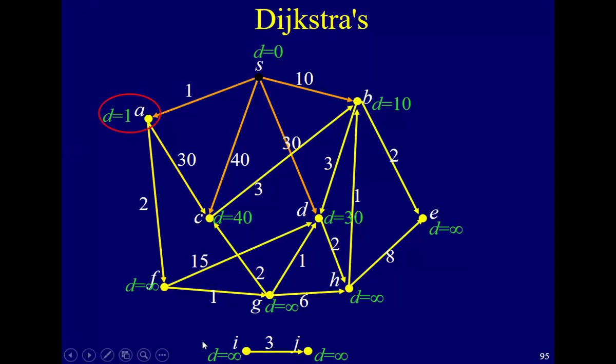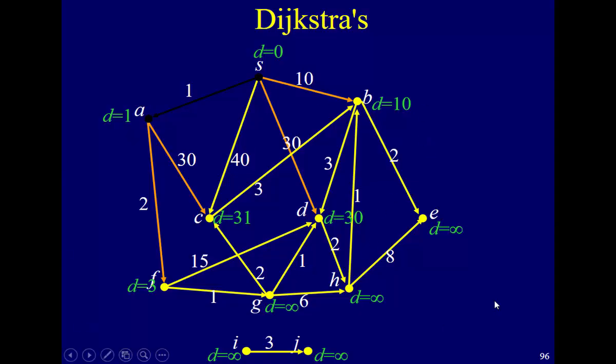And we update the d values, right? Because here the shortest path used to be 40, but now it's going to be 1 plus 30, which is 31. And this path used to be infinity, but now it's going to be 1 plus 2, which is 3. So here we get the 31, and here we get the 3. Is that making sense?